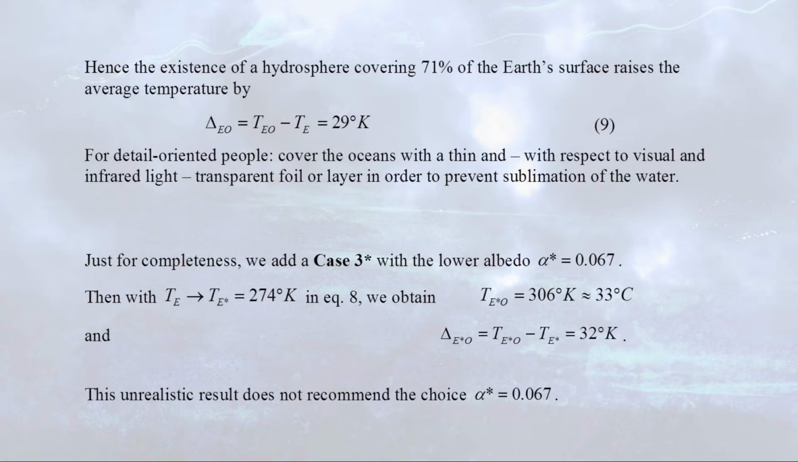For detail-oriented people, cover the oceans with a thin and, with respect to visual and infrared light, transparent foil or layer in order to prevent sublimation of the water. Just for completeness, we add a case 3 star with a lower albedo, alpha star equal to 0.067. Then we obtain a temperature TE star O equals to 306 degrees Kelvin or approximately 33 degrees Celsius, and a difference between 33 degrees Celsius and 1 degree Celsius of 32 degrees Kelvin. This unrealistic result does not recommend the choice of alpha star equal to 0.067.